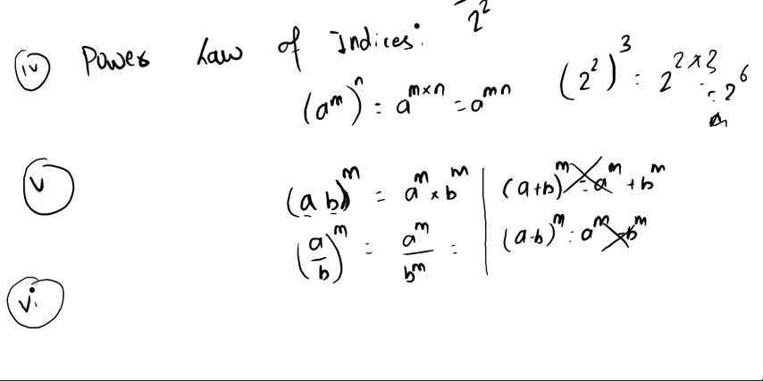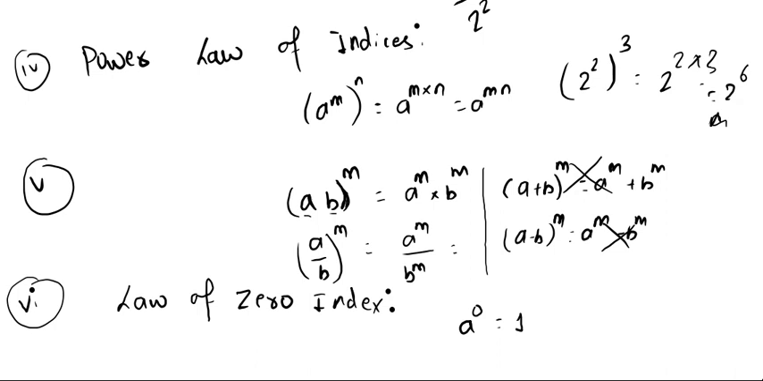Rule number 6 is about the law of zero index. Okay, the law of zero index. Zero index means what? Don't get confused with this word index. It simply means the exponent, or power. If I have an algebraic term a with a power 0, then I can write it as 1.